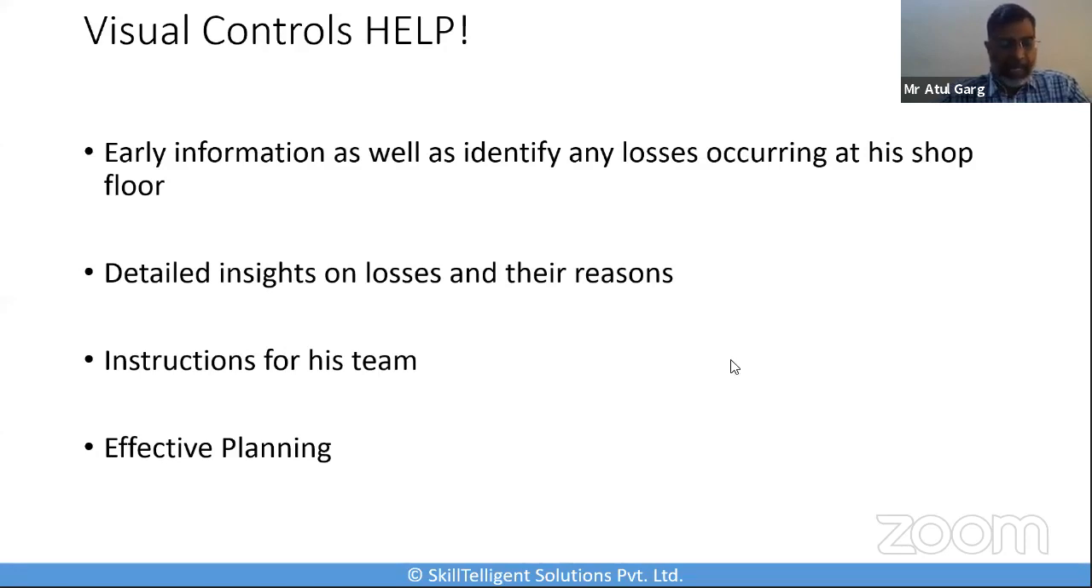Now the production manager, having set up this entire thing, is in a better position to control his shop floor and take proactive actions, intervening at the right time. His supervisors and managers can intervene whenever something is going wrong, instead of coming to know after an extended period of time, when he might have already lost quite some time, or defects might have started increasing. So visual controls help him in that particular area.